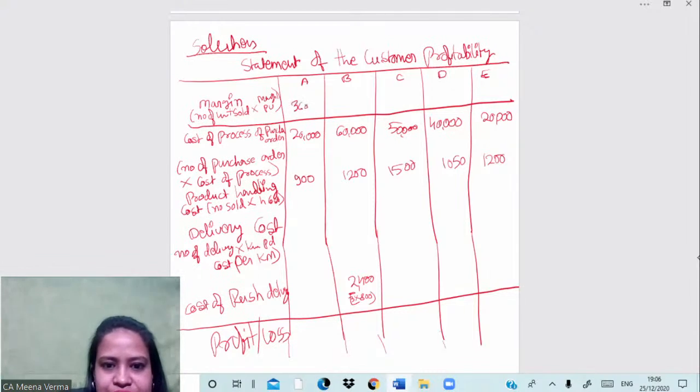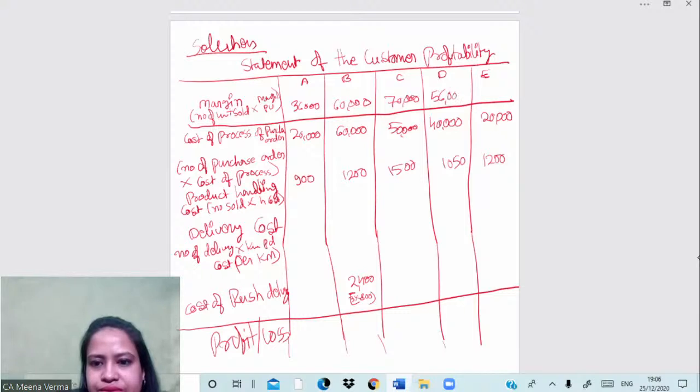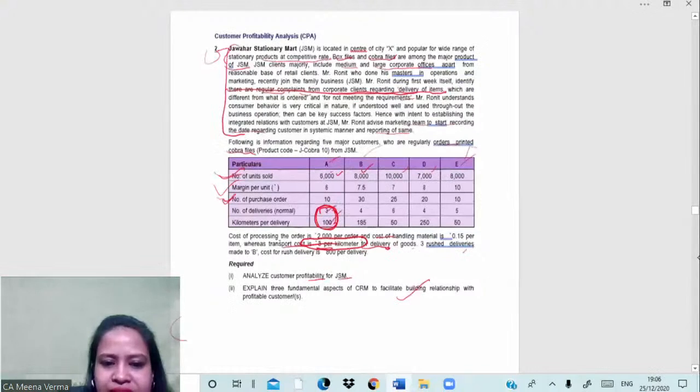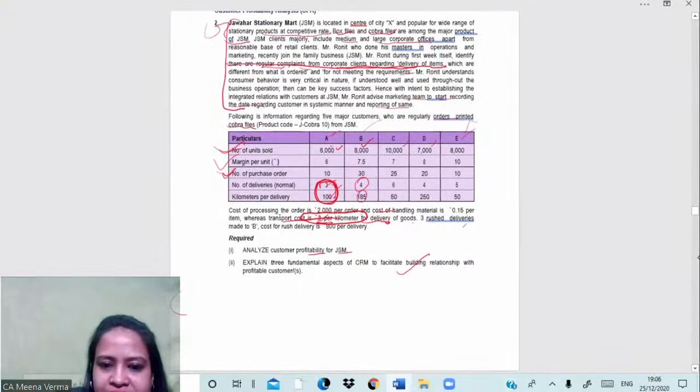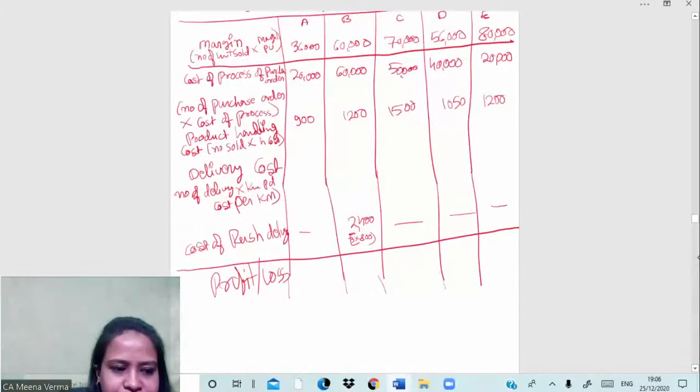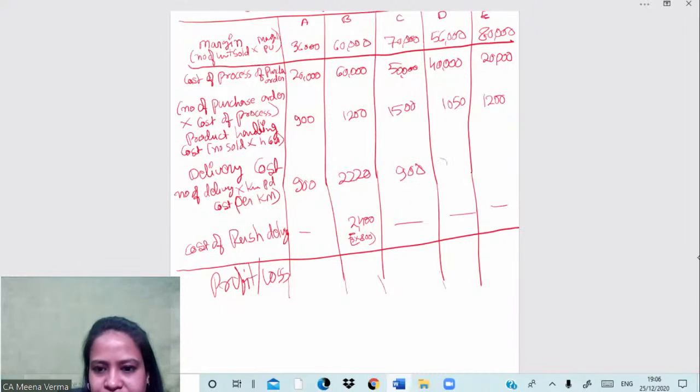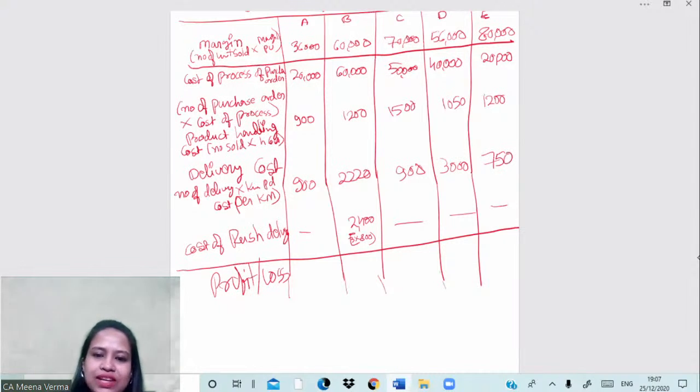The margin here is 36,000. Okay, after multiplying this, 60,000, 70,000, 56,000, and 80,000. Delivery cost at this place, number of deliveries, you can see this, multiply this and multiply this. Similarly this, multiply this and multiply with this. This, multiply this and then this. Okay, in this way you find the delivery cost here. So it will come 900 here, 2220 here, 900 at this place, 3000 at this place, and 750 at this place. Okay, so in this way, you will get the cost and margin.